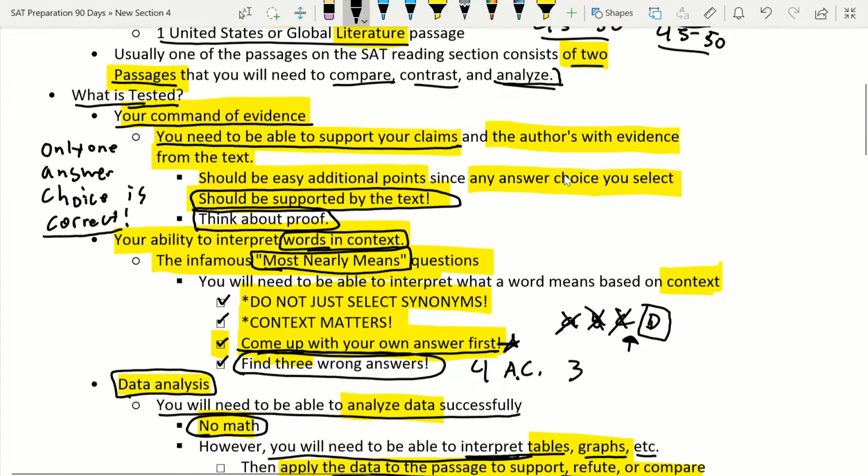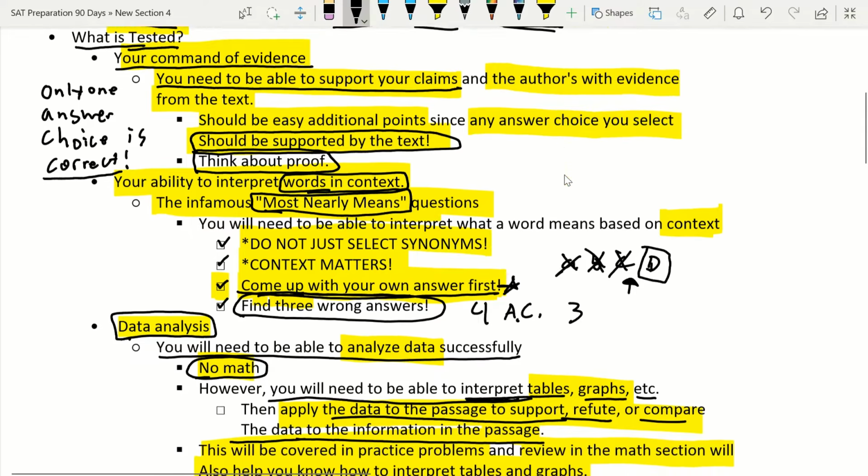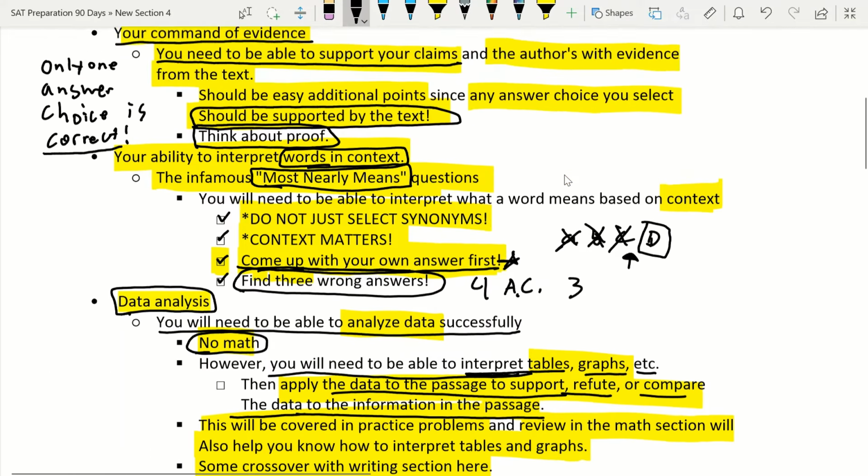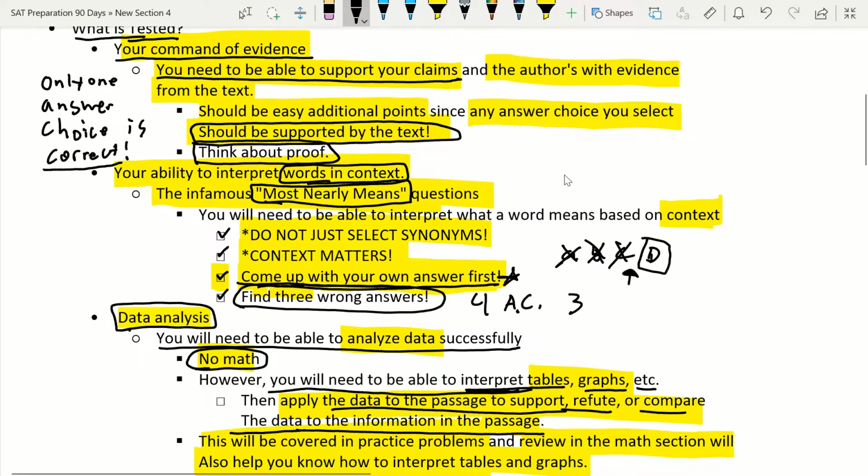That's going to be your command of evidence. That's going to be your ability to interpret words in context and to analyze data. We talked about how we want to make sure that we understand that only one of the answer choices can be correct. So we want to make sure we can get rid of 3 answer choices because they are incorrect, right? So we want to pay attention to context. We want to make sure that we're not just selecting synonyms when we're doing words in context. We want to come up with our own answer choice first so that we're not swayed by the other answer choices, and we want to make sure we're looking for 3 wrong answers.